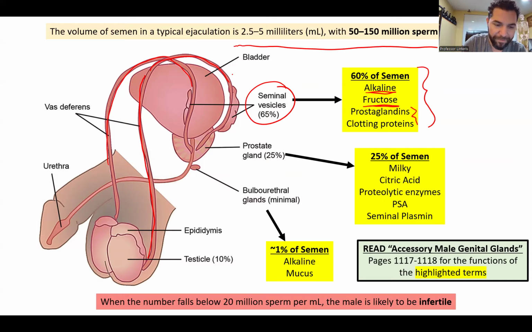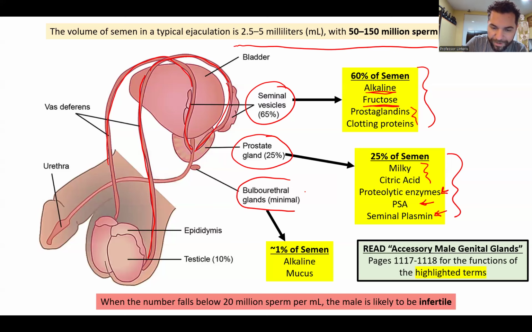As this comes down and through, they hit the prostate. The prostate makes up a quarter-ish of the semen. It has proteolytic enzymes, prostate-specific antigens, a few other chemicals. It makes it milky, and this prostatic contribution helps form functional semen. And we have the bulbourethral glands, which don't really contribute much, but they add to the mucus-ish component and a little bit more of the alkaline nature of that semen.